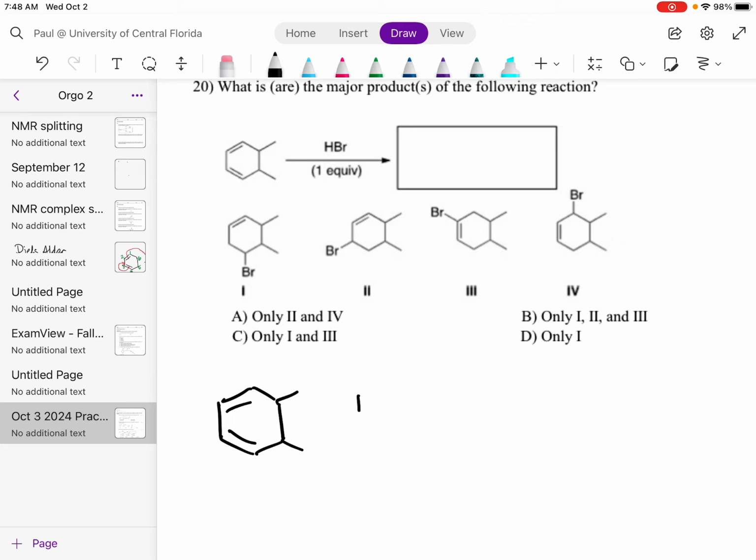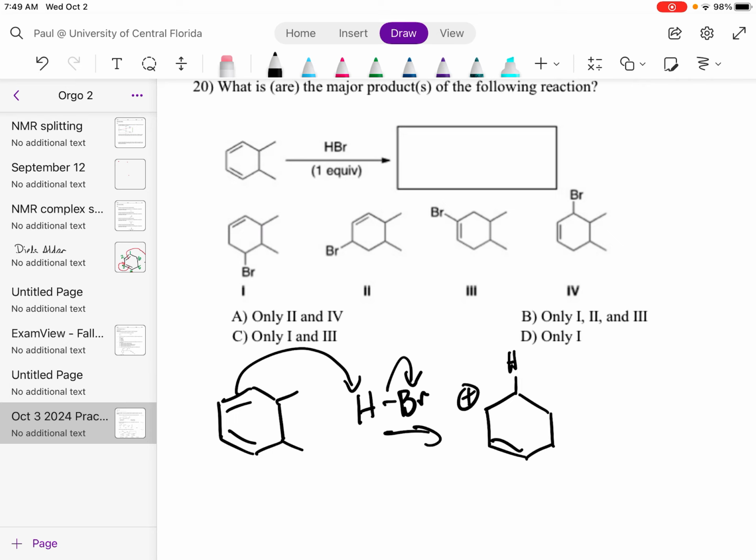What would we do here? One equivalent, HBr. So that's going to come in, grab a proton. Now, where am I going to put that? Begs the question here. Let's just test it out. I'm going to put the hydrogen here. So that gives a carbocation there, and so we have our secondary allylic. So that's valid. And so when we do our bromide right here, where would that attack? That would attack that carbocation to give us this product.